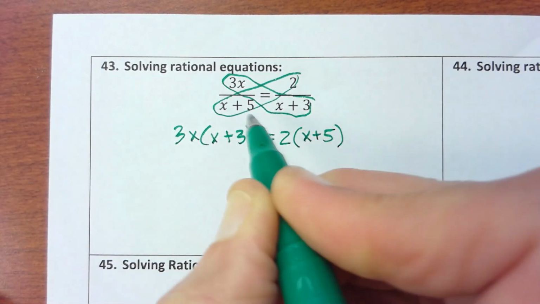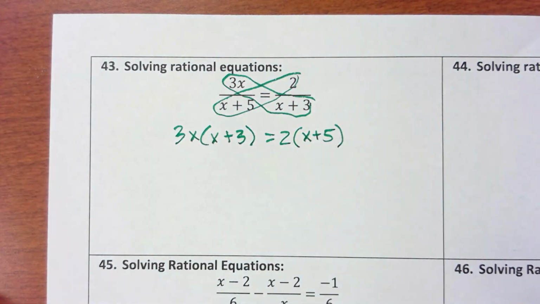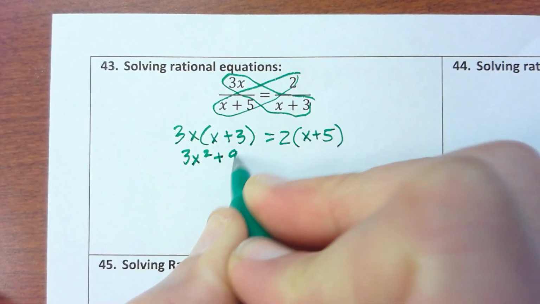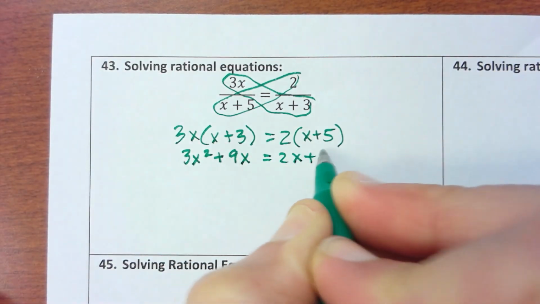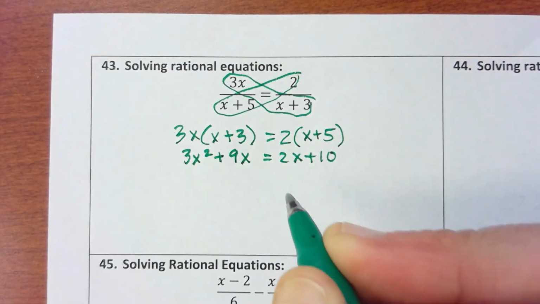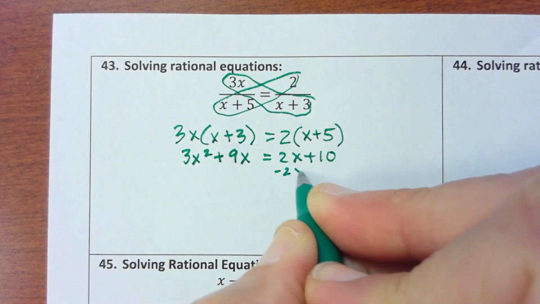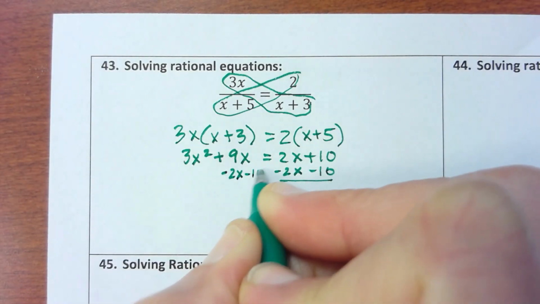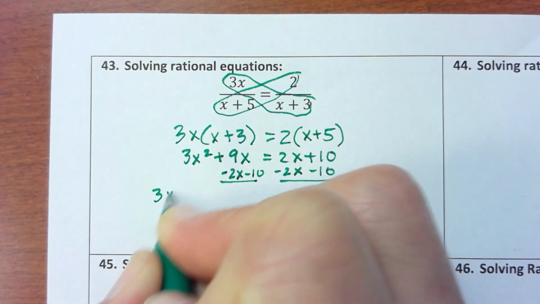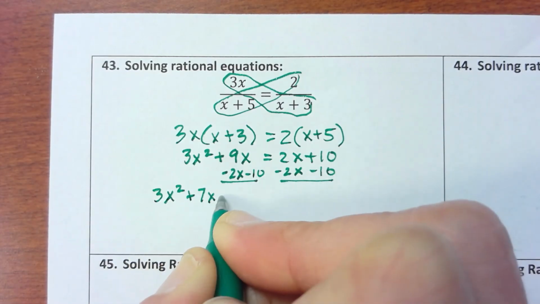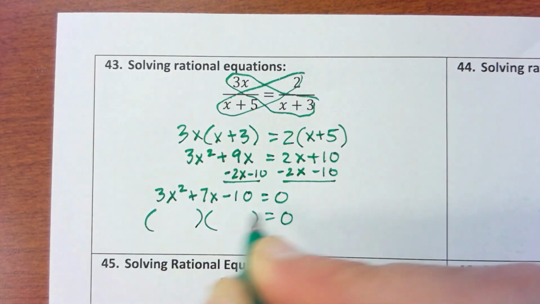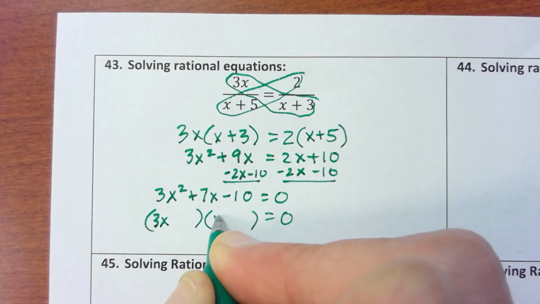It does become an equation, right? You have to have that equal sign in there when you cross multiply. 3x squared plus 9x equals 2x plus 10. Oh my goodness, my favorite thing. It's a quadratic equation. I want to solve by factoring. Combining only the like terms here, and then factoring. So let's see, 3x and x.